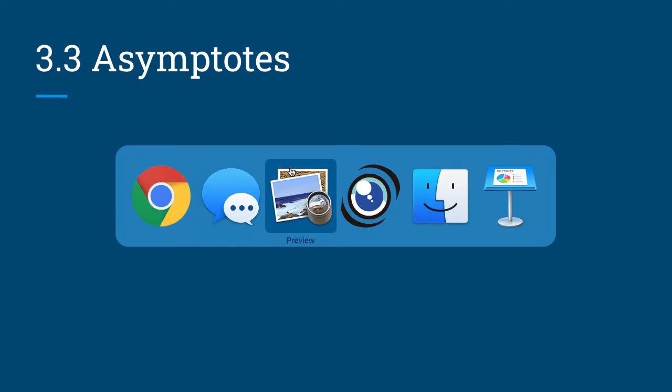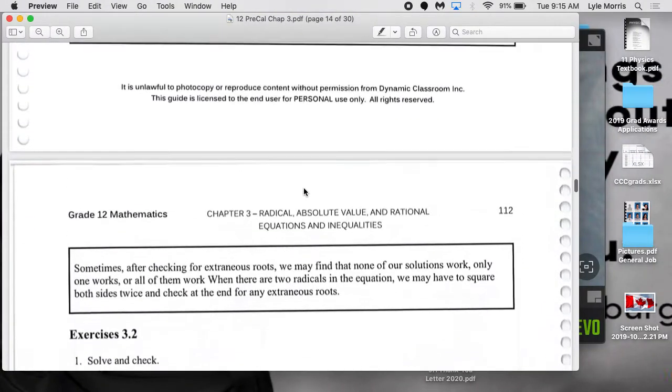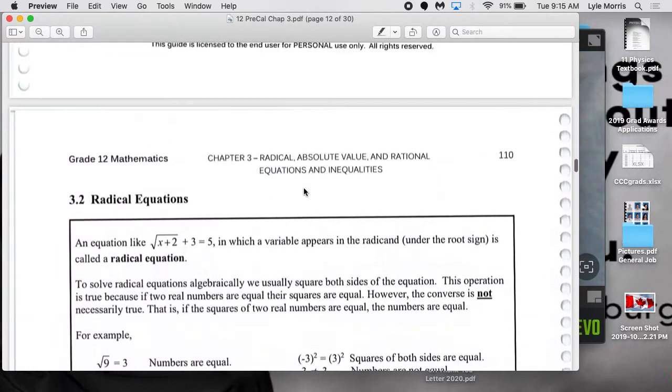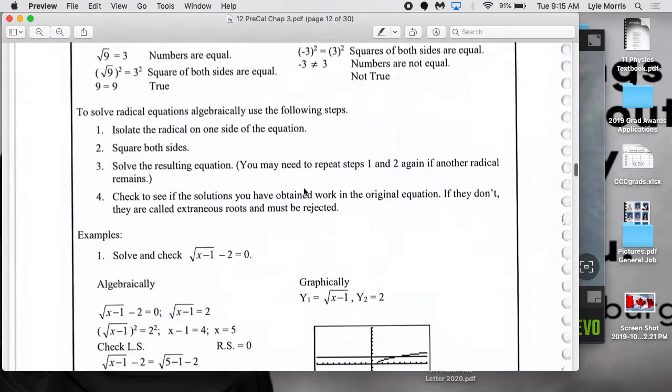Asymptotes. Where are we going? 110. Radical equations.